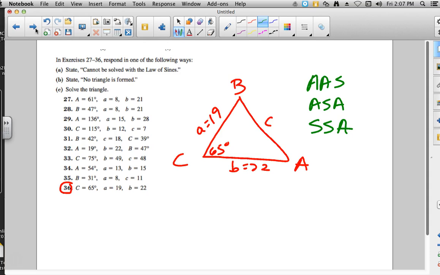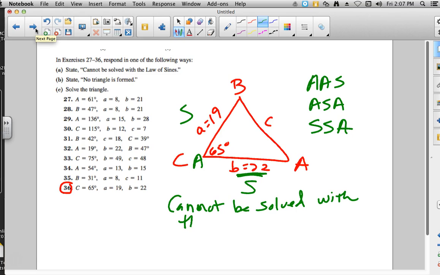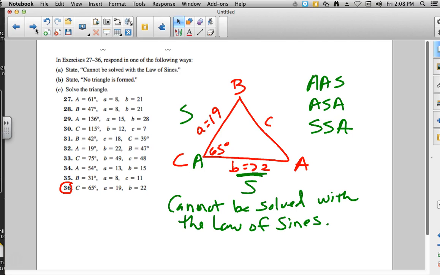So I take a peek at it and I think, well, this is side, angle, side. It's not on the list. We cannot use the law of sines for this one. So it cannot be solved with the law of sines. Doesn't mean we maybe won't get a different way to solve it in the future. It just means that for using the law of sines, this is out. This does not fit what we need.